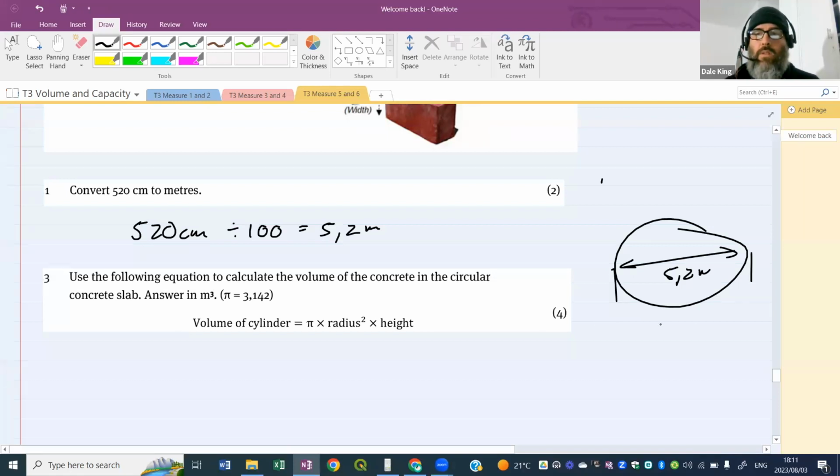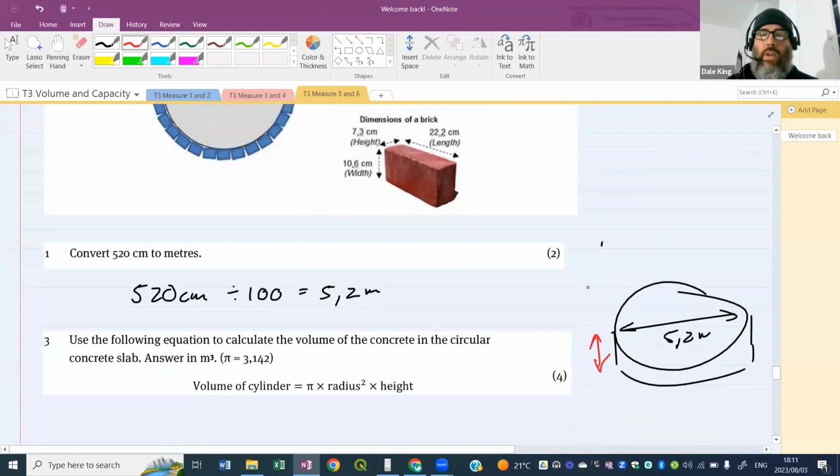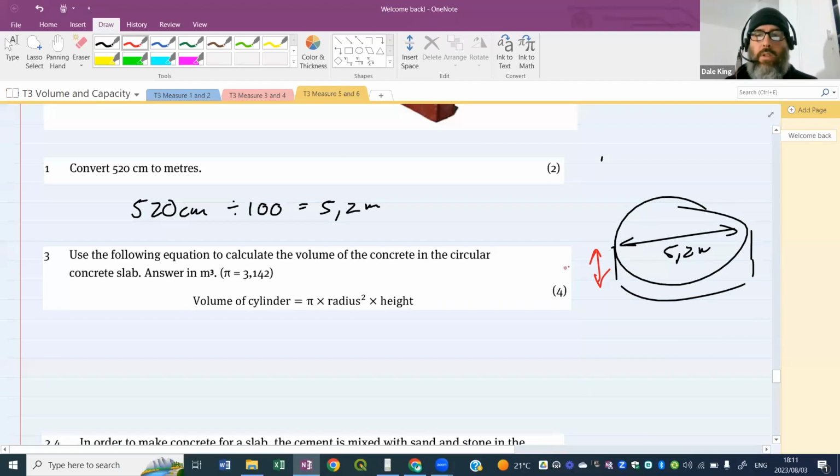Let's just do this. My drawing is horrible tonight. Okay, so this thickness of the concrete, or the height of the concrete here from the drawing, 0,15 meters. Okay, so what is the volume?